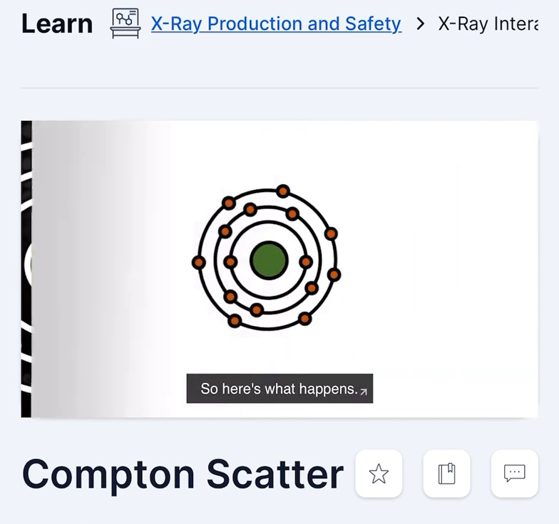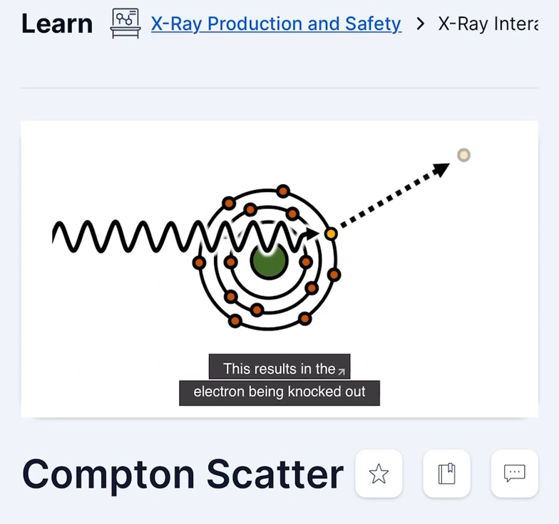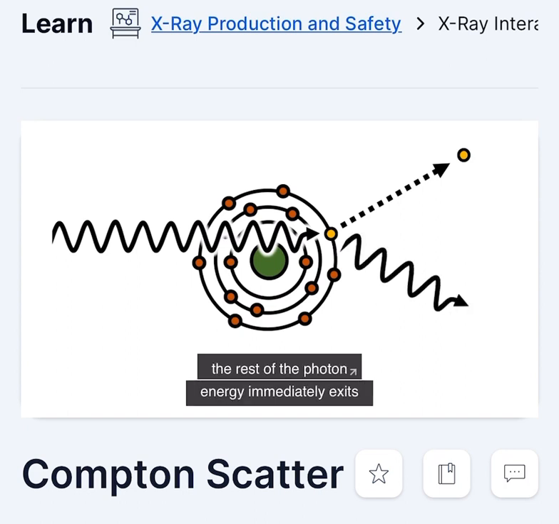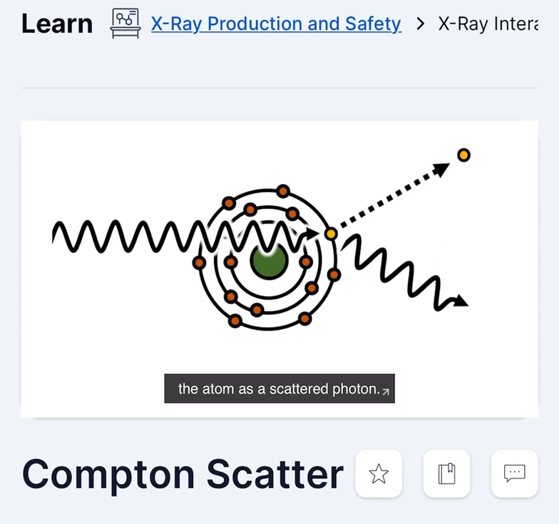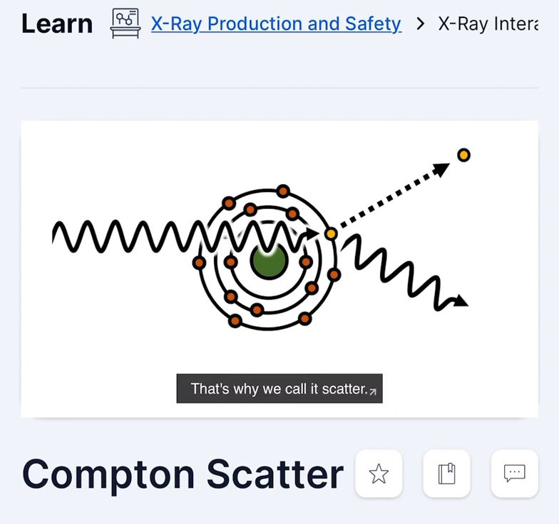So here's what happens. The X-ray photon enters an atom in the body, and the X-ray photon energy is partially absorbed by a loosely bound outer shell electron. This results in the electron being knocked out of its orbit, which we call ionization. The electron is commonly called a Compton electron because it was created by Compton scattering. The rest of the photon energy immediately exits the atom as a scattered photon. It has less energy than the original photon, and it's going in a different direction. That's why we call it scatter.